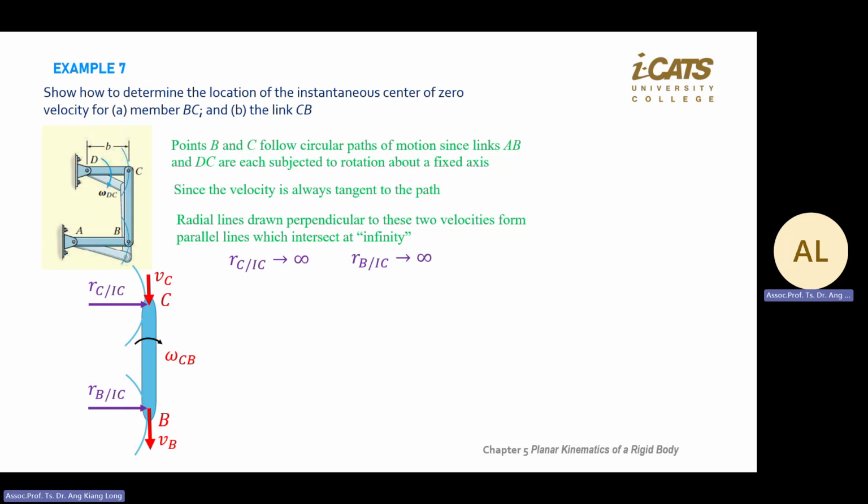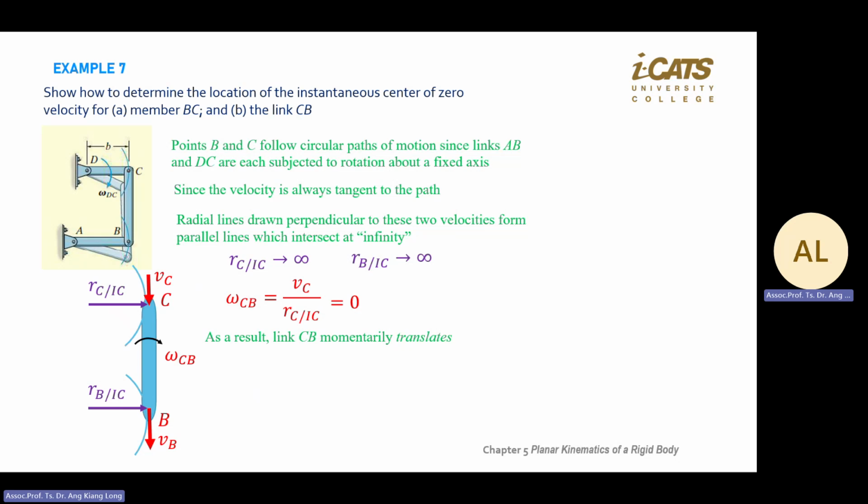Usually this is a bonus mark. We just want you to write infinity: RC stroke something to the point is infinity, and so on. And you can find the omega by using V equal to omega R. You rearrange the equation, and you get omega CB equal to VC divided by RC stroke IC. Once your R is infinity, very big, you divide something by something very big, you get near to 0. But in this case, because it is infinity, you can straight away write 0.